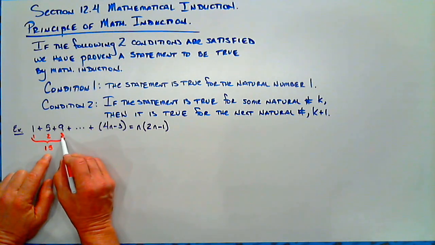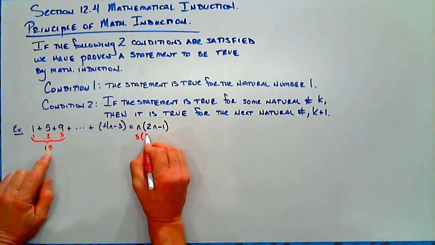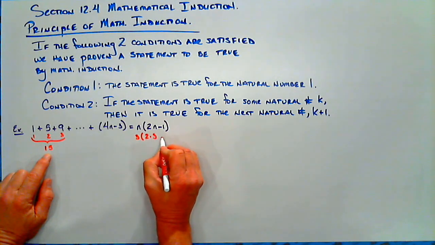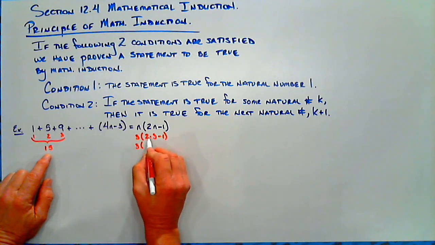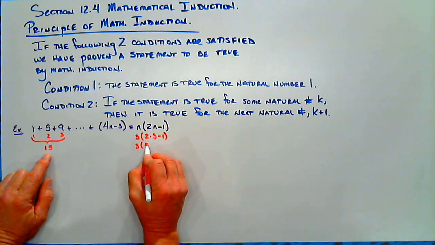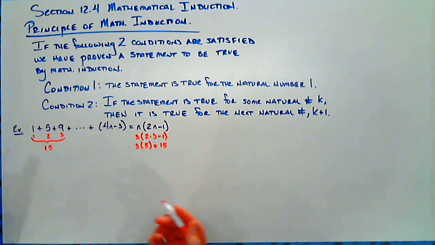Now we said for ours, n was 3. Let's see if it works. We get 3 here. This is going to be 2 times 3 minus 1. 2 times 3 is 6. 6 minus 1 is 5. 3 times 5, and we get the same thing, 15.